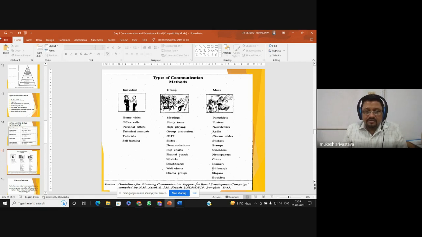You use these when you are facing a smaller group, like when you are making contact in some specific village only. But if you are going to cater to a mass market, meaning a bigger market in a rural area, you can use mass methods: pamphlets, posters, newsletters, radio, cinema slides, stickers, stamps, calendars, newspapers, coins, banners, billboards, slogans, booklets. These are the methods you can use for mass communication.